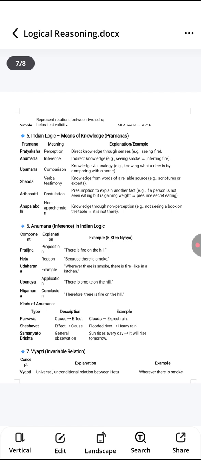Next we have asiddha, which means unproven reason. For example, the hetu itself is unestablished. For example, the sky lotus has fragrance because it is a lotus. Practically, the sky lotus does not exist. Next we have badhita, which means contradicted by perception. The hetu is contradicted by direct perception. For example, fire is cool because it is moonlight, but fire is not cool, it is hot.